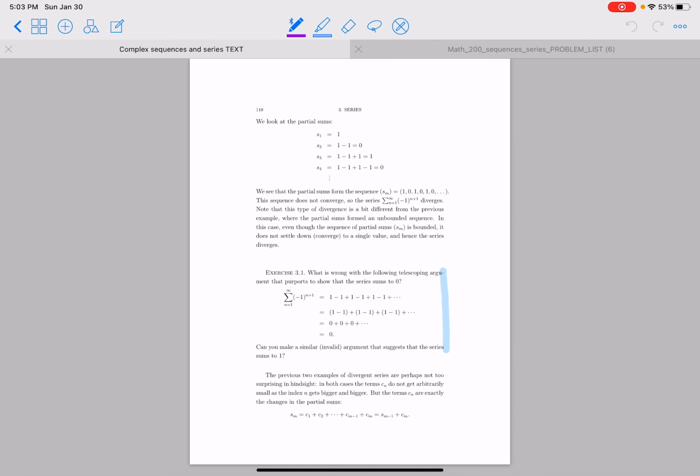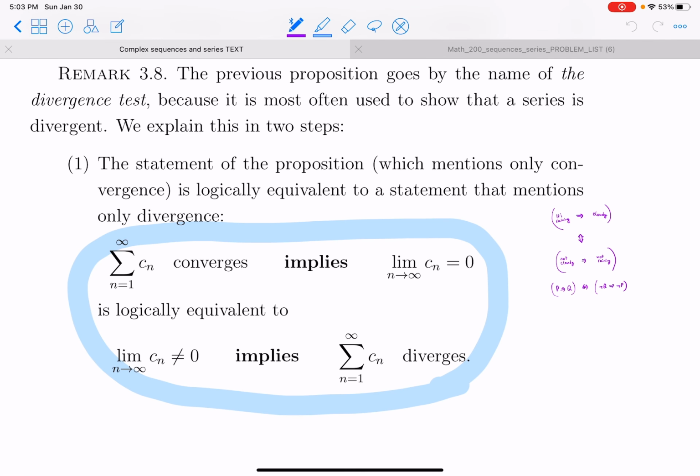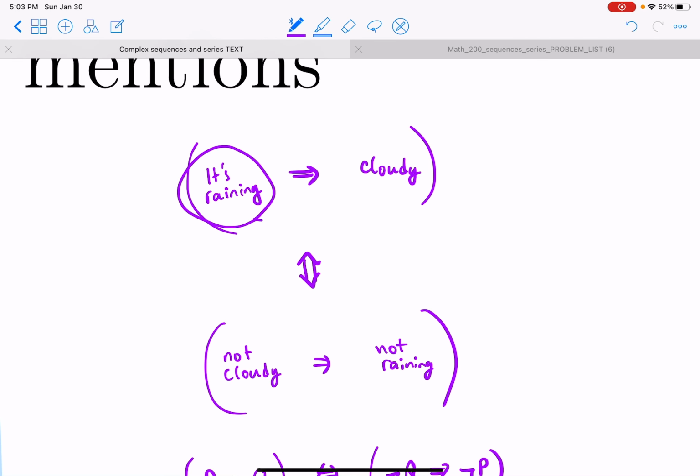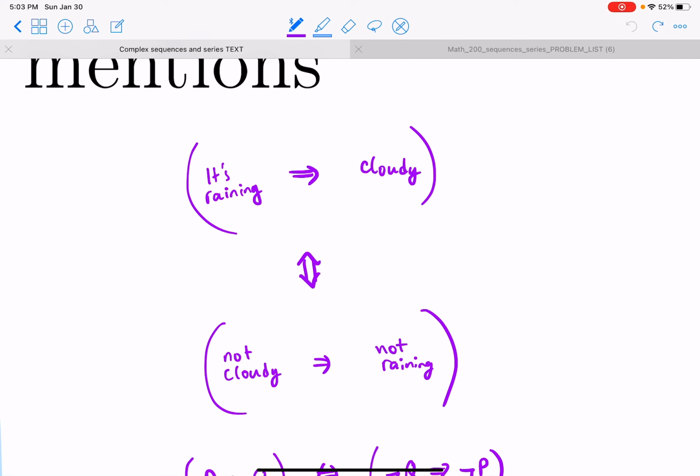All right, one more thing. Think about this. I encourage you to think about this. Here's my example I like. If it's raining, that means that there's clouds. The rain had to come from somewhere. That also means that if it's not cloudy, well, then it's not raining. Because if it were raining, there would be clouds. So if there's not clouds, then it's not raining. And so actually these two are logically equivalent.